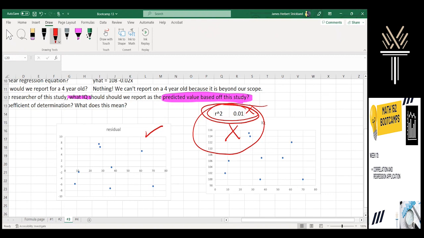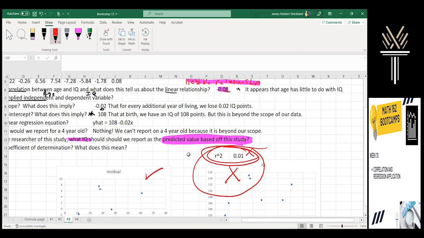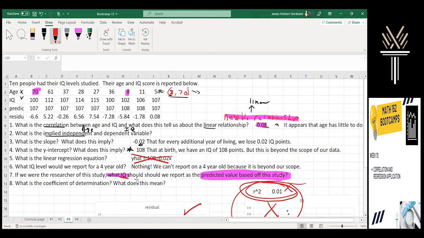Does this say that the model should be thrown in the garbage can and we shouldn't use it? Since two things are bad and only one thing is okay, we should definitely not use this model. So then if we're going to predict about IQ, what do we report? We can't use the model. We can't use the equation. So what do we report? Well, you actually already know this answer.